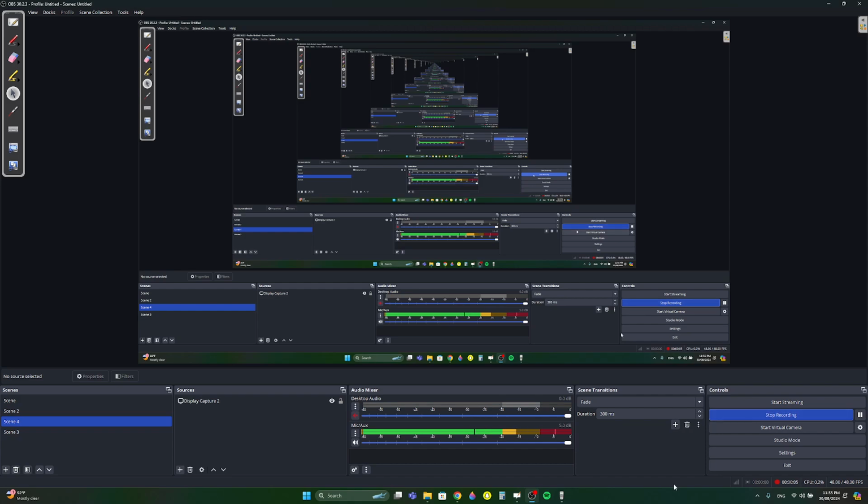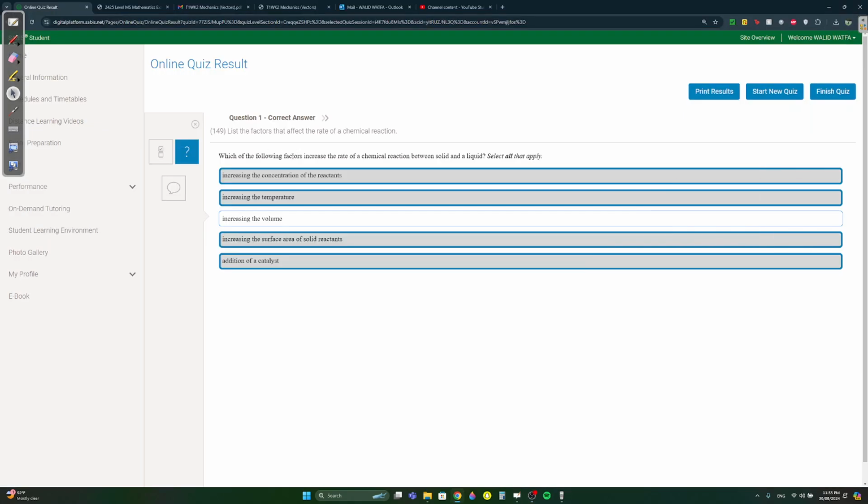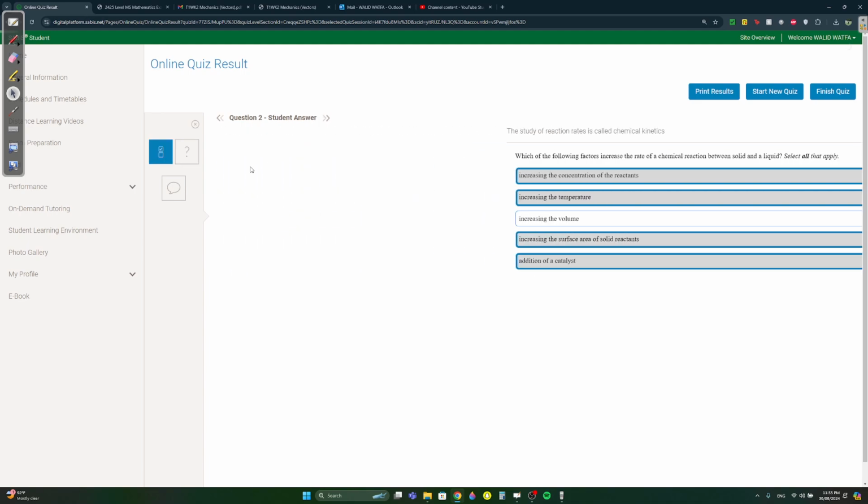Chemistry CA, term 1, week 2, first chemistry CA of the year. Which of the following increase the rate of a chemical reaction? Of course increasing concentration, increasing temperature, increasing surface area, adding a catalyst. But volume will not increase.